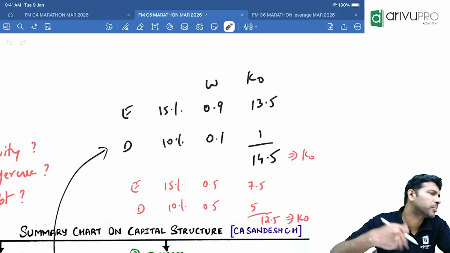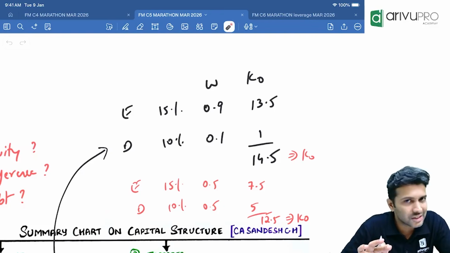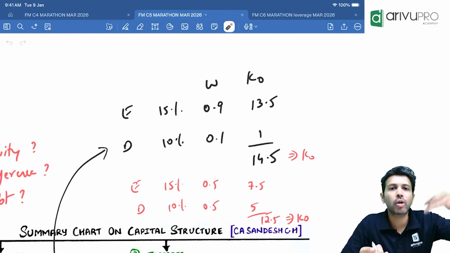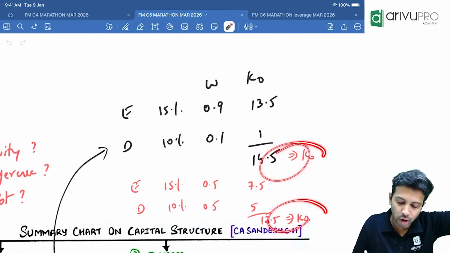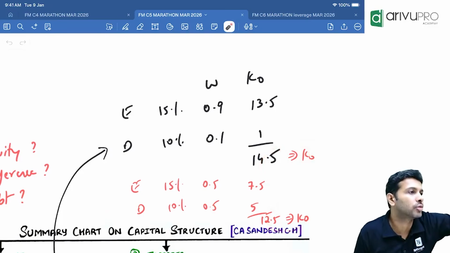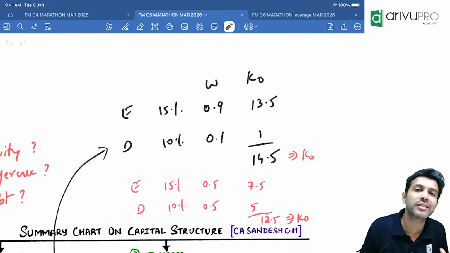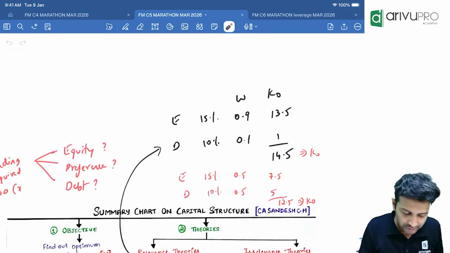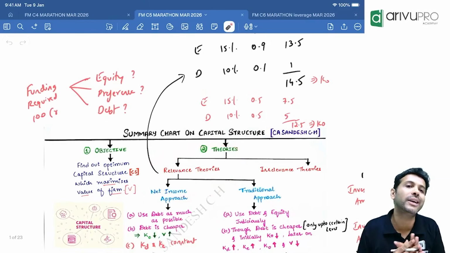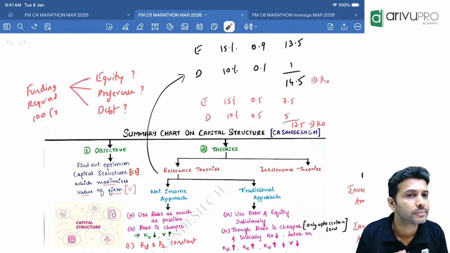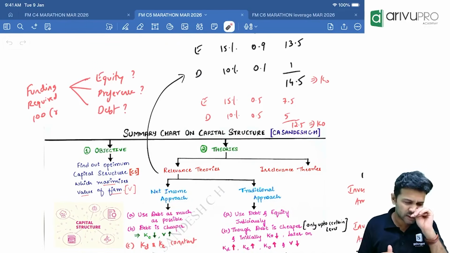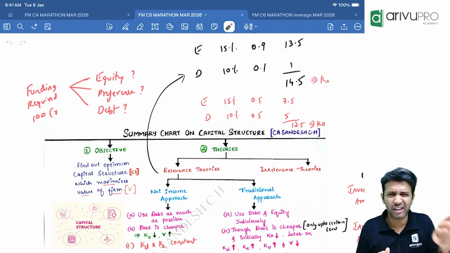So that's what this particular theoretical argument is. Since debt is a cheaper source of finance, the more debt you use, overall cost of capital will reduce. If Ko reduces, obviously value of the firm will increase. That is what the relevance theoretical argument is. Understood, sir? Any problem?